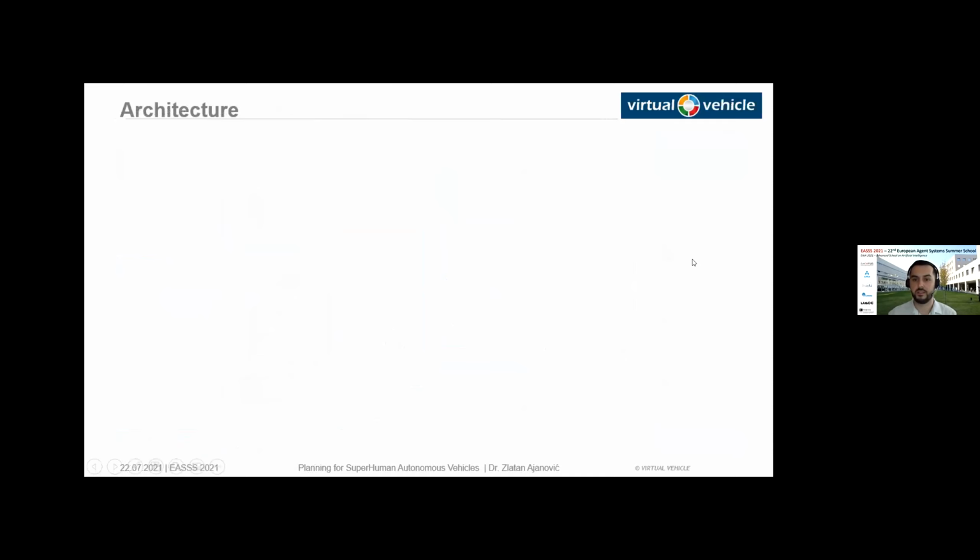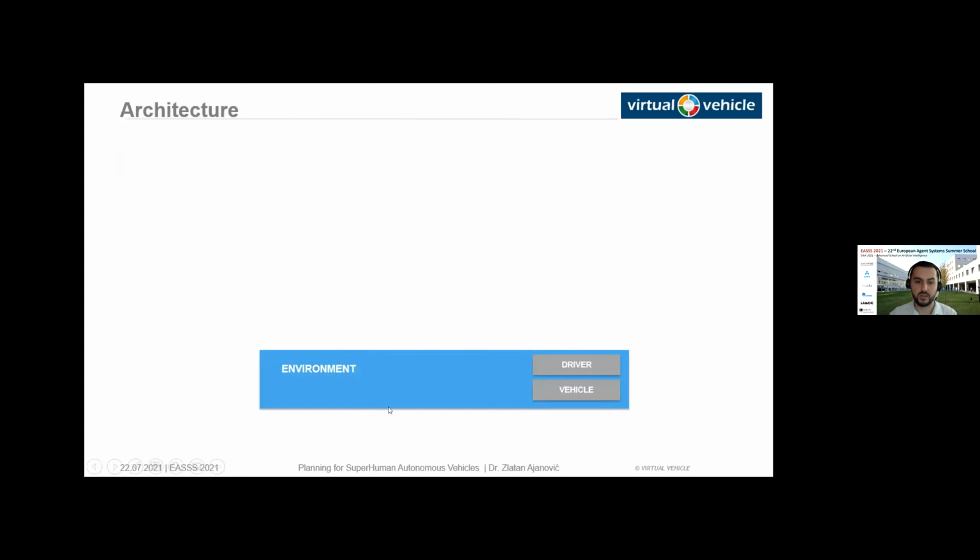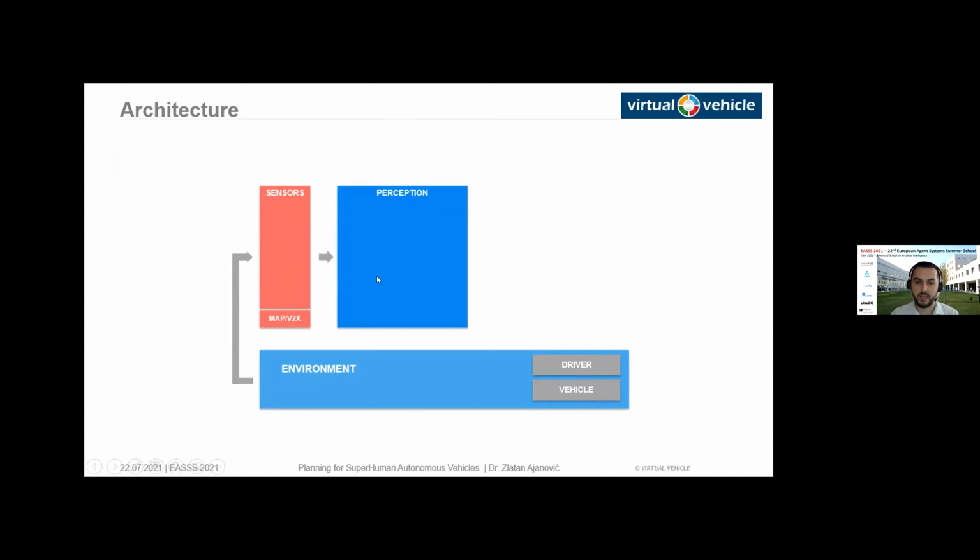So how do we achieve these driving capabilities? On one side, we have an environment where the driver and the vehicle are operating, and as feedback from this environment, we get sensors which scan the environment and get data. We also have a map, which is a kind of database, and communication with infrastructure. Then we have perception, which is our software, processing these sensor inputs and extracting meaningful data.